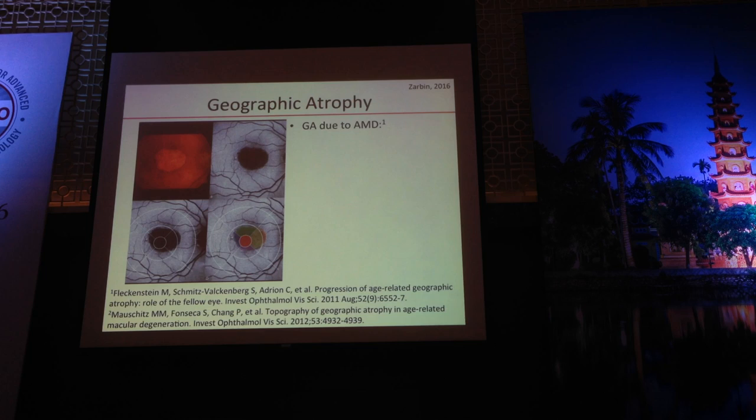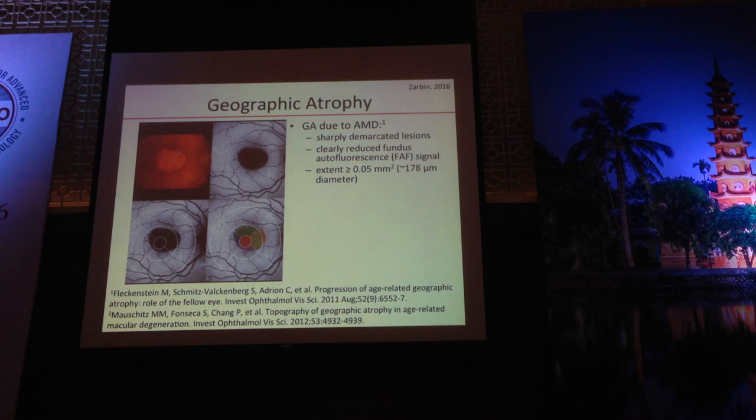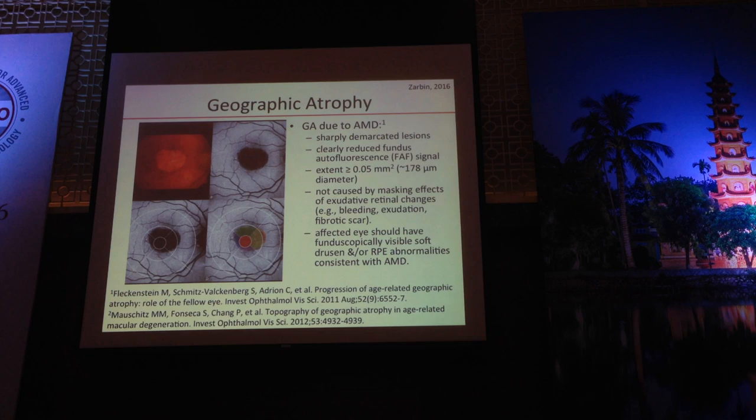Now, what about our typical classical geographic atrophy? Well, that has sharply demarcated lesions, boundaries, markedly reduced fundus autofluorescence. We don't say it's present unless there's at least a 178 micron diameter area. It's, of course, not due to blockage. And we usually want to attribute this to AMD unless the patient has some other manifestation like drusen or pigmentary changes.